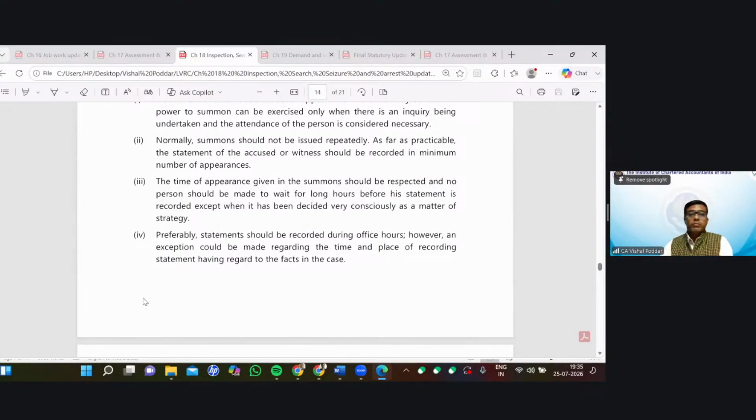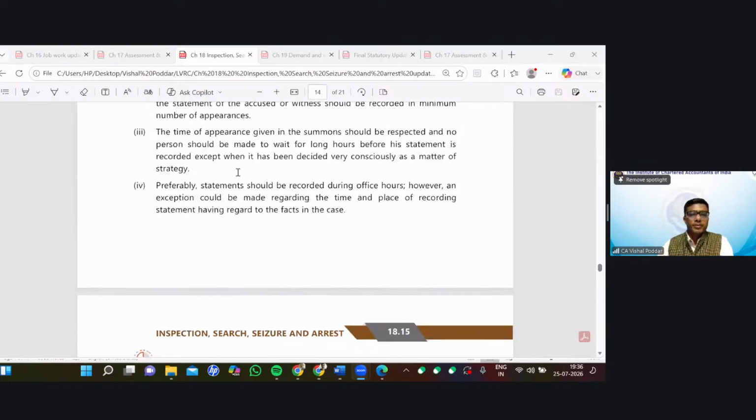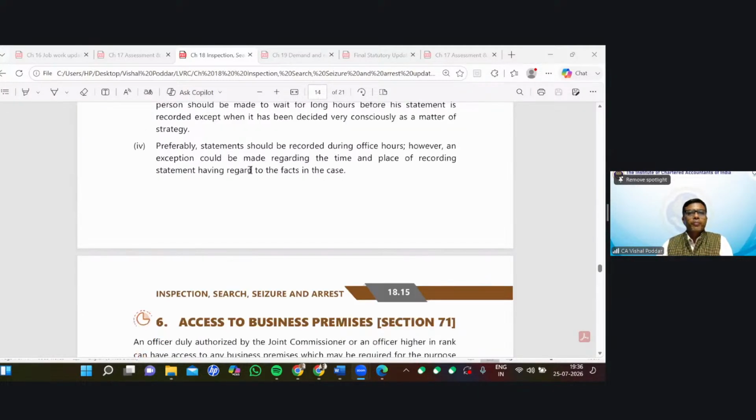Normally summons should not be issued repeatedly. As far as practicable, the statement of the accused should be recorded in a minimum number of appearances. The time of appearance given in the summons should be respected and no person should be made to wait. Now, this is actually what is not happening. Many times you are summoned in the morning and your hearing starts late evening. So, preferably statement should be recorded during office hours. However, an exception could be made regarding time and place of recording the statements having regard to the facts in the case.